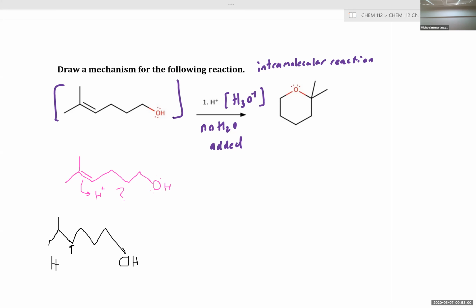So once you drew this first step, you draw the product from that step, and then you keep going from there. Yep. Looks good. Yep. And now you draw the product from that step.